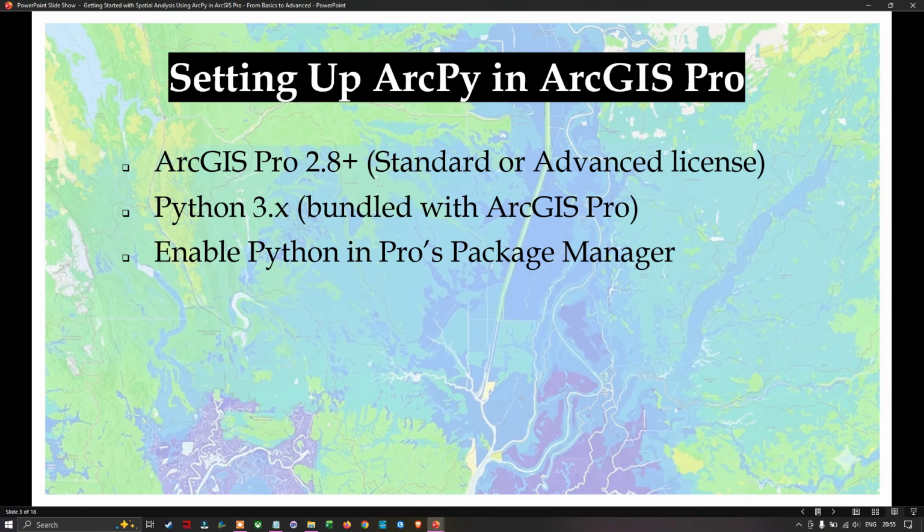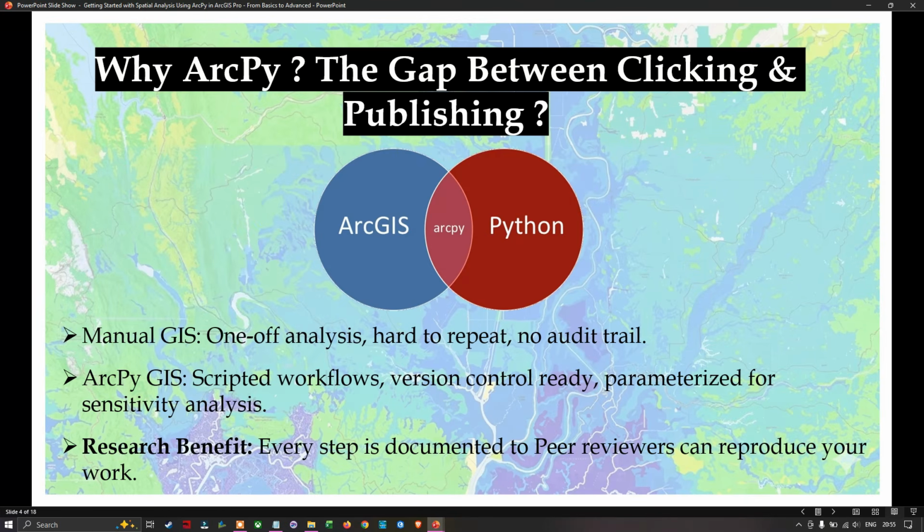Why ArcPython? The gap between clicking and publishing. With manual GIS, a one-off analysis is hard to repeat and has no audit trail. With ArcPython, GIS is a scripted workflow, version control is ready, and it's parameterized for sensitivity analysis. The research benefit: every step is documented so a peer reviewer can reproduce your work.